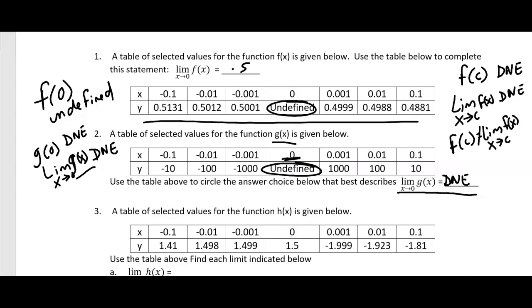Now for number 3, h of 0 does exist. It's 1.5, so we can't say that the function doesn't exist. But we found that the limit didn't exist on this one, remember, because the limit from the left was 1.5 and the limit from the right was -2. So for this one, really the only good answer that you could give is that the limit as x approaches 0 of h of x did not exist. Okay? And so none of those functions were continuous. And that's the reason for each of their discontinuities.